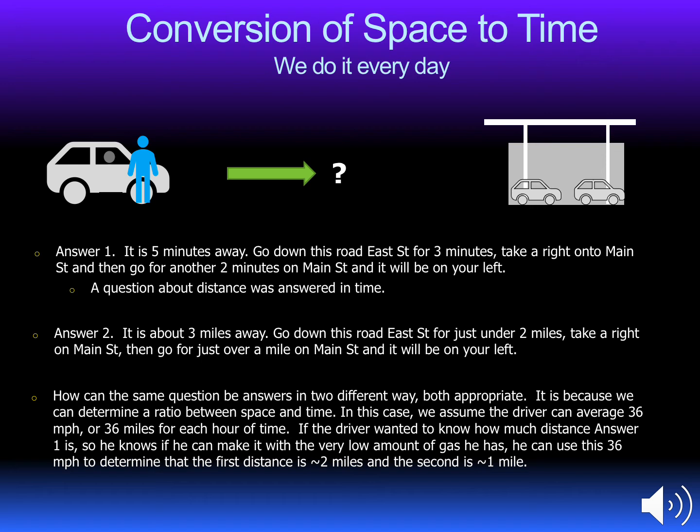And if the driver wanted to know how much the distance was to answer 1, which was given to him in time, because he has a very low amount of gas, and he can relate more to how much distance he can go with the little amount of gas that he has than time, he can use this 36 miles per hour to determine that the first distance is approximately 2 miles and the second one is 1 mile.